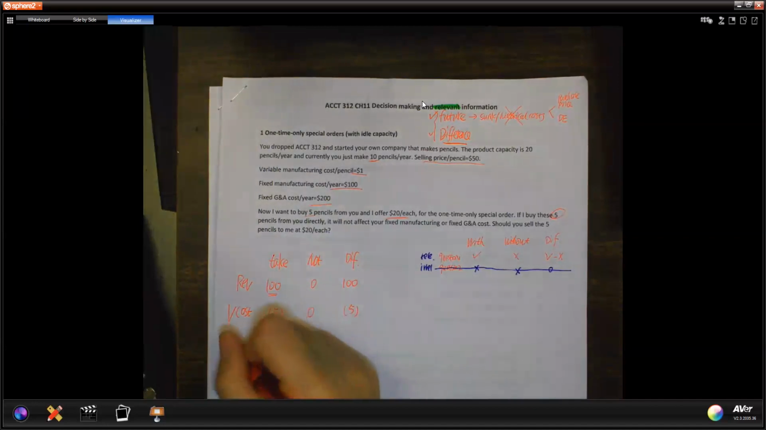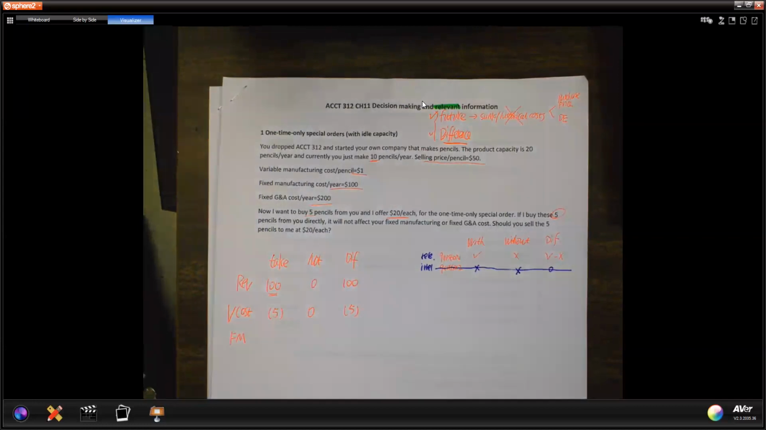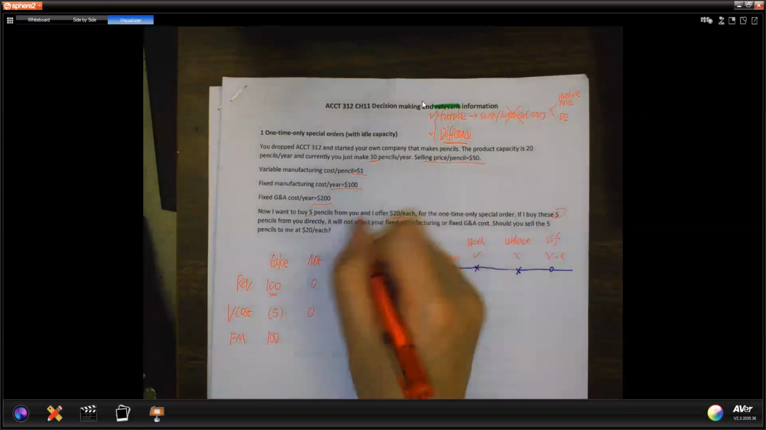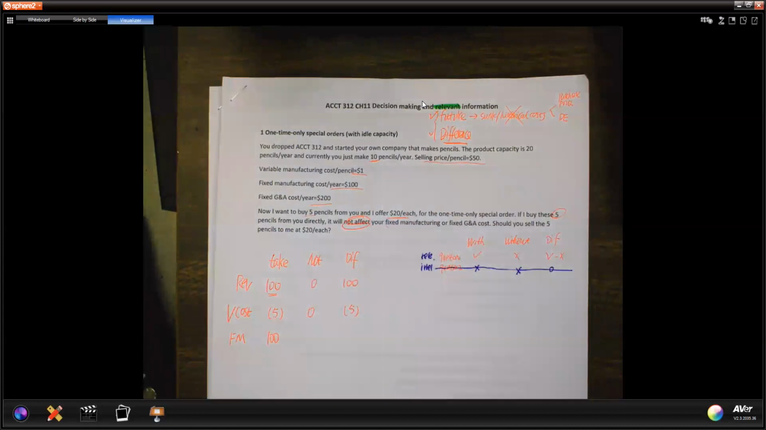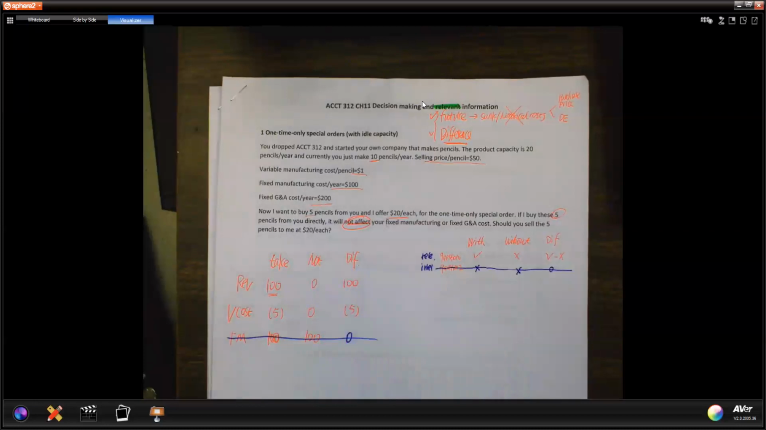How about fixed manufacturing? Let's make a simple example: the insurance or the rent for your manufacturing department. Every year you pay $100 to rent your space to manufacture. If you are not taking my order, you still have to rent that space. You have to pay $100. With my order, it will not affect your fixed manufacturing or fixed general administrative. You do not need to rent a new space or pay new rent. So with my order, you also just pay $100. Therefore, there is no difference for your fixed manufacturing cost.